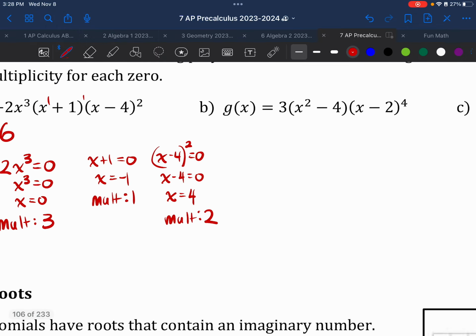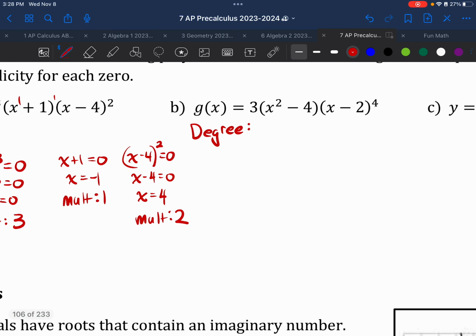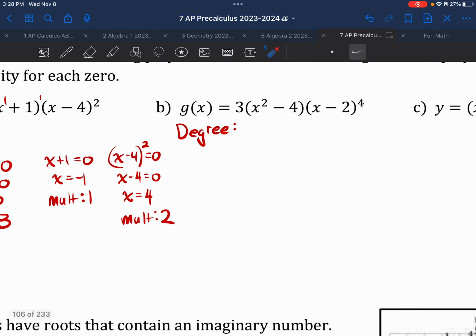All right, in B, again, I need to first find the degree. If I multiply everything by 3, it's not going to change the degree, so I can ignore that. This x is going to be to the power of 4 eventually, so this is really x to the power of 4, and this is x to the power of 2. This -4 and this -2 will not make us have any higher power. Multiplying the highest powers is the quicker way to go. So x to the power of 4 times x to the power of 2, we add the 2 and the 4, we get 6. This is a degree 6 polynomial.